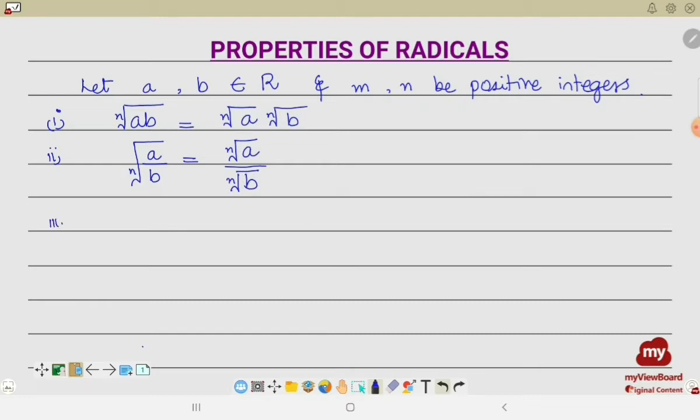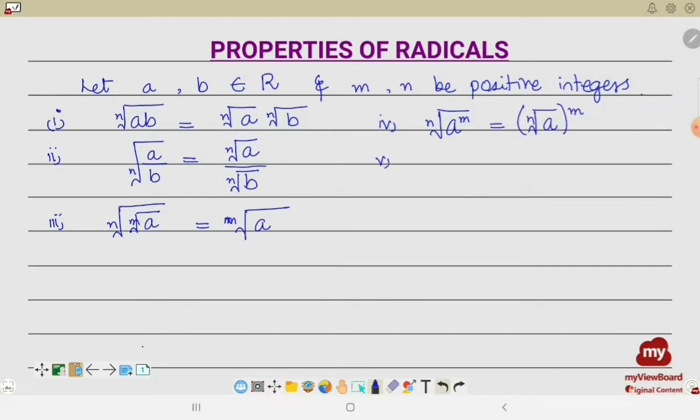The third property is, if it is written as the mth root of the nth root of a, it can also be written as the nmth root of a. Now the fourth property is the nth root of a raised to the power m. This can also be written as the nth root of a, whole raised to the power m.